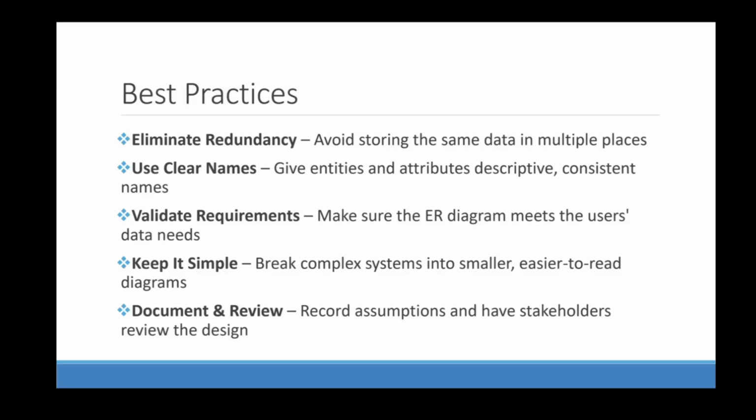Once we've identified our entities, attributes, and relationships, we refine the design to make it efficient and easy to maintain. Here are some best practices that I've learned and were mentioned in our module. First, we eliminate redundancy, which means we avoid storing the same information more than once. For example, a patient's diagnosis should be stored in a visit entity instead of being repeated in the patient entity.